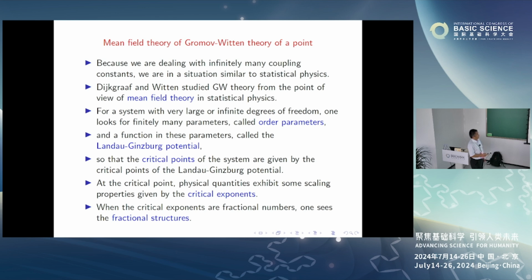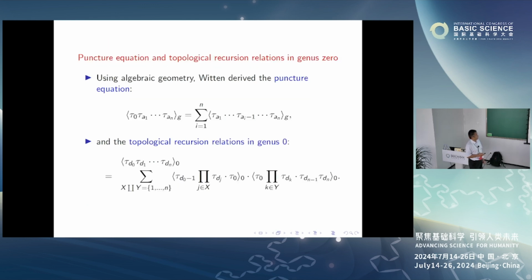The critical point was a physical notion in physics, but there is also a notion of critical point in mathematics. That's just the partial derivatives of the potential vanishing. The critical points of the system are physical and these are mathematical. So at the critical point, physical quantities exhibit some kind of scaling properties given by the so-called critical exponents. When the critical exponents are fractional numbers, one sees fractal structures at the critical points.